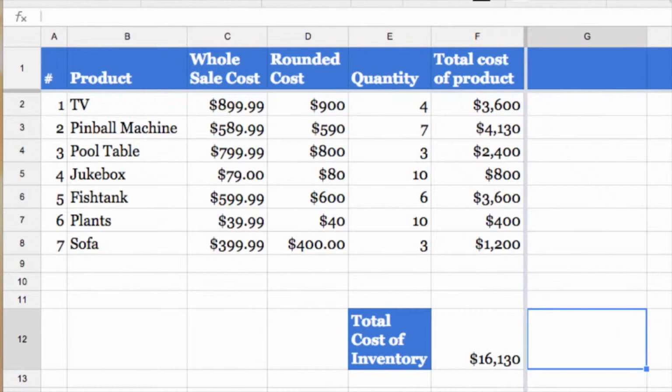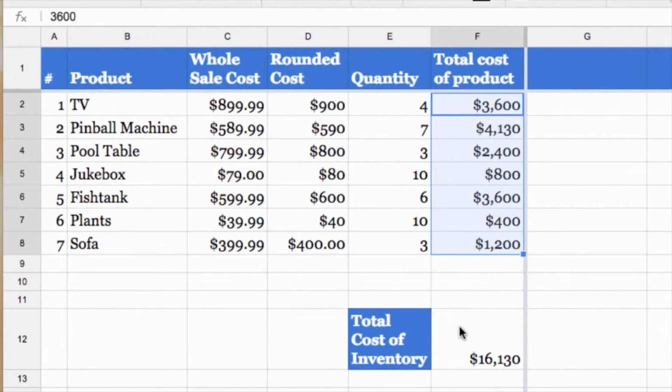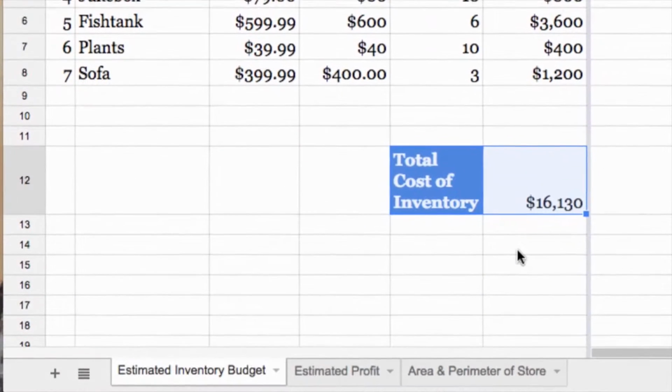Here is the spreadsheet I created and provided the students of my example business. By multiplying the cost of my products with its quantity and then adding the total up, I was able to estimate the cost of buying my inventory. Now on to the estimated profit margin.